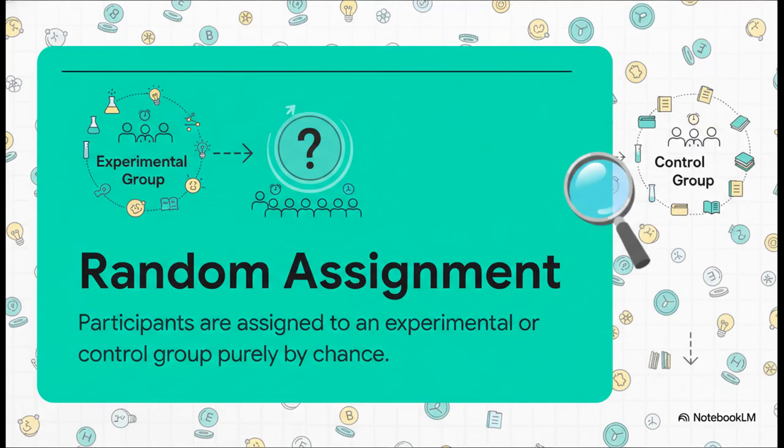It just means that every single person in your study has the exact same chance of ending up in the group that gets your new teaching method or the group that doesn't. It is literally like flipping a coin for every student. Heads you're in, tails you're out.